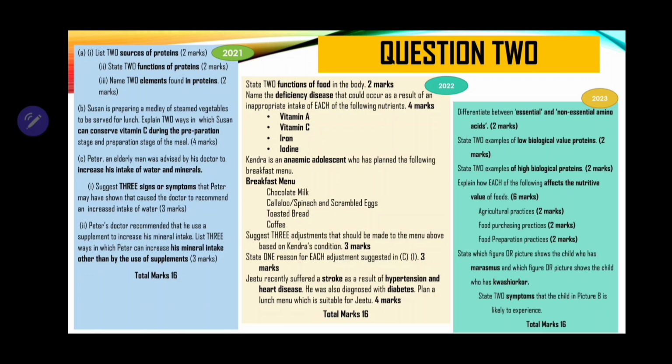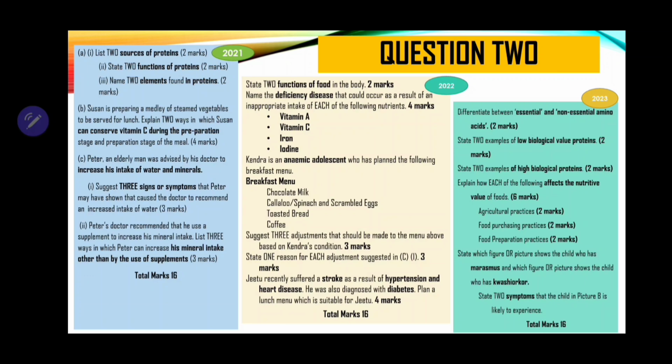So in 2022, that part C question says, J2 recently suffered a stroke as a result of hypertension and heart disease. He was also diagnosed with diabetes. Plan a lunch menu which is suitable for J2, right? So this question is requiring you to plan a menu for a person who is hypertensive, has heart disease, and is also diabetic. So when you're planning this menu, you're staying away from processed foods, salty foods, sugary foods, especially refined sugar, all of that, right?